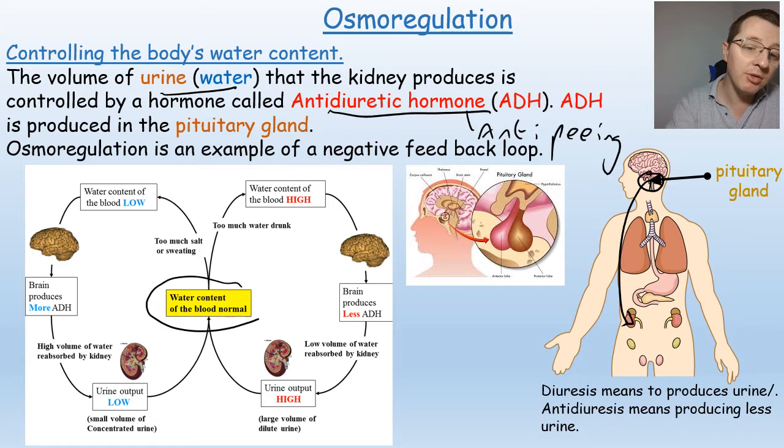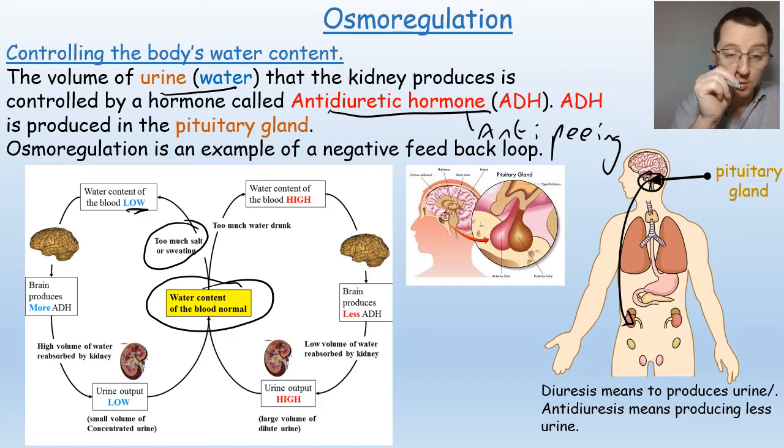If we begin here in our diagram where we're looking at the normal water content of the blood, if we eat too much salt or we sweat and lose too much water, then the water content of the blood will become low. Osmoreceptors within the hypothalamus, next to the pituitary gland, will recognize that the water content has got too low because they'll actually measure the amount of salt in the blood. So as you decrease the water concentration, you increase the salt concentration.